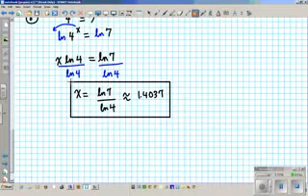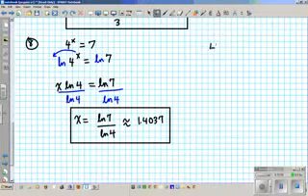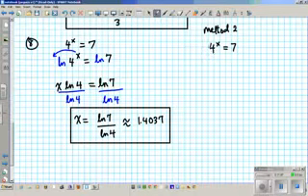Okay, let me show you a different way of doing this same problem. Let's say we had 4 to the x equals 7. Since this is just one exponent with base 4, if I wanted to get rid of just this one exponent on the left side, I can take log base 4 of 4 to the x equals log base 4 of 7.